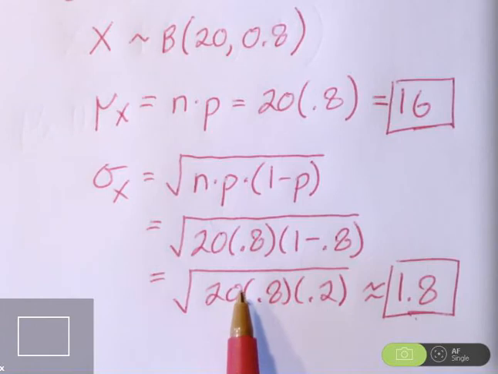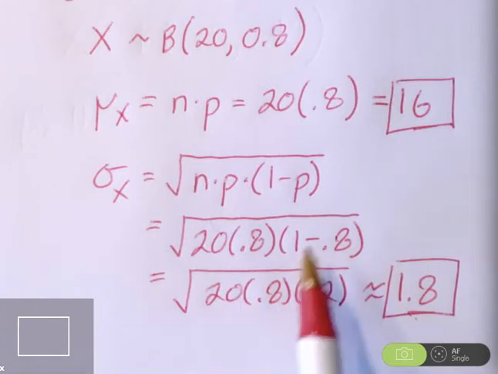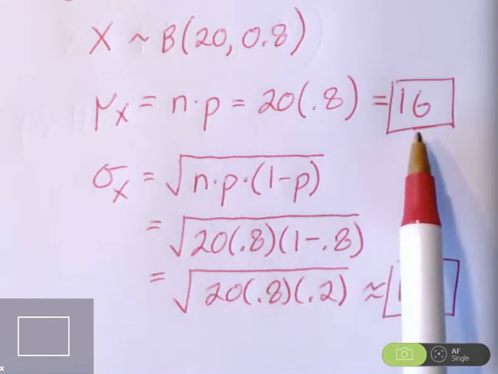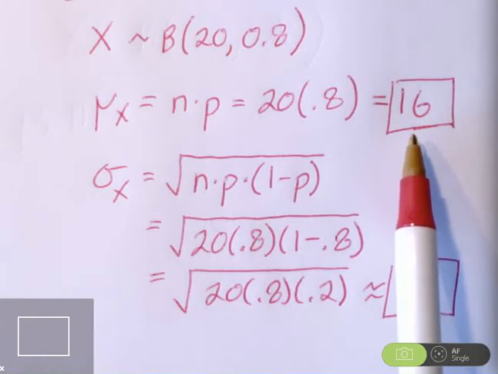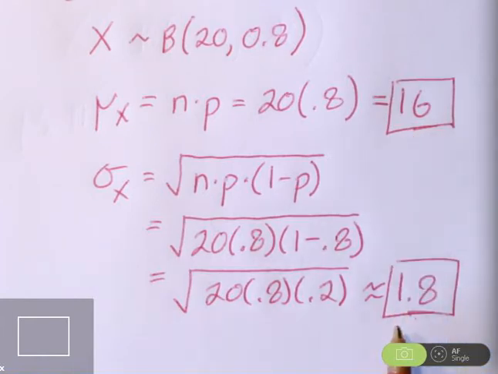That's about 1.8. So what that tells us, we expect a count of about 16 athletes to graduate. And the standard deviation gives us an idea of typically how much we may expect to vary from that 16. We could be up or down 1.8, 2-ish athletes, if you will, when it comes to graduation.